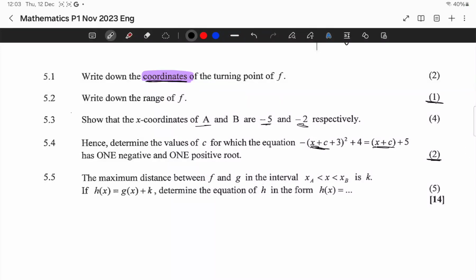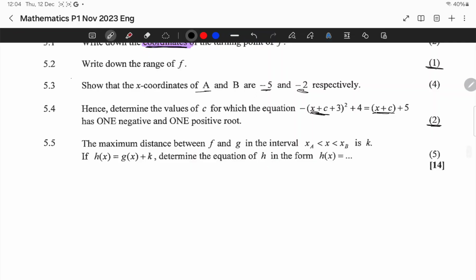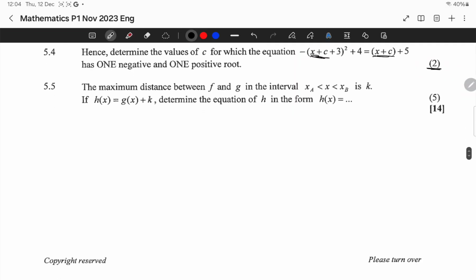Okay, now for the last question, 5.5. The question is, the maximum distance between f and g in the interval x is greater than x at a, but less than x at b is k. If h of x is g of x plus k, determine the equation h in the form h of x is equal to something. So it's a very simple question.